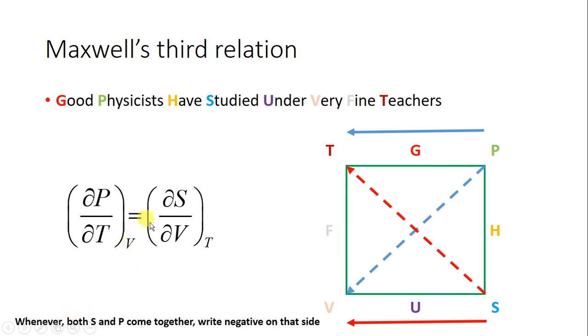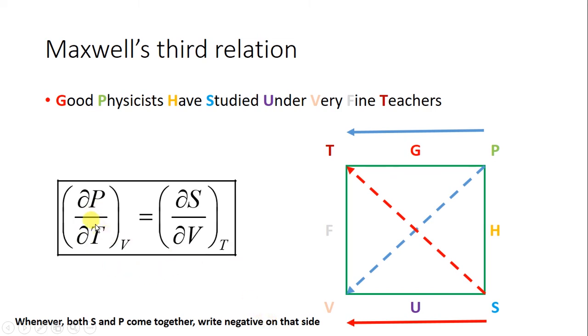Again, you should remember about sign convention. Whenever S and P come together, write negative on that side. So here we don't have that. So the final Maxwell's third relation will be ∂P/∂T when volume is constant equal to ∂S/∂V when temperature is constant.